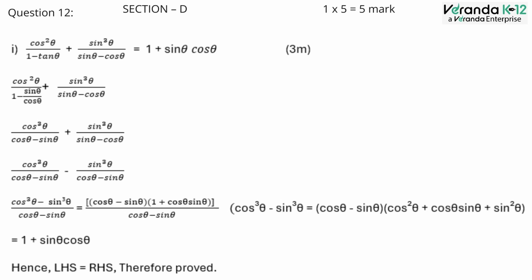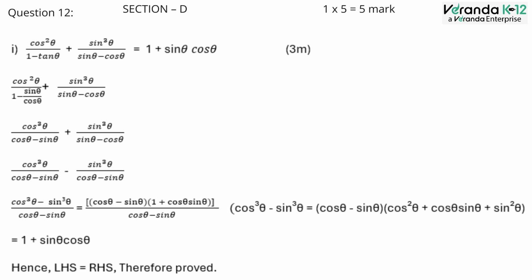(sin square theta plus cos square theta plus cos theta sin theta). That cos square theta plus sin square theta becomes 1, and (cos theta minus sin theta) divided by (cos theta minus sin theta) will get cancelled. At last we will get 1 plus sin theta into cos theta. That is our RHS.